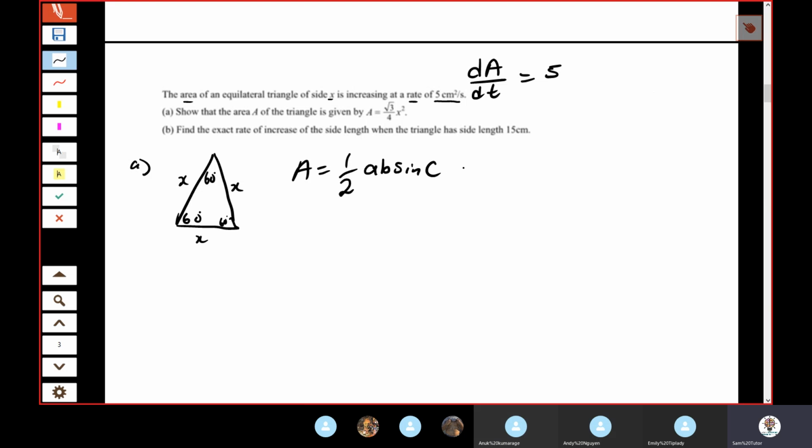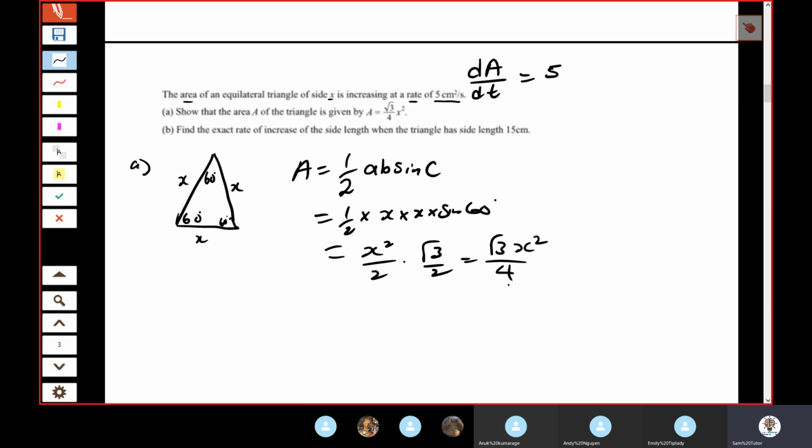It's tempting to do base times height, but from this year onwards, you're very rarely going to use base and height anymore. It's more going to be non-right angles, so yeah, half AB sine C. Half times x times x times sine 60. I think we can cheat. Sine 60 is root 3 on 2. Use your calculator to double check that. Therefore, you get root 3 x squared on 4.